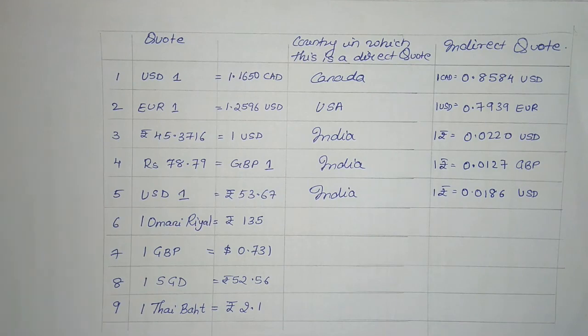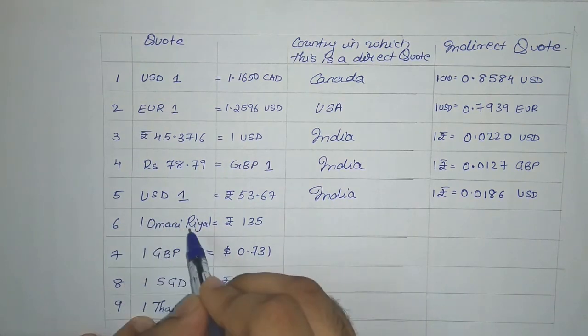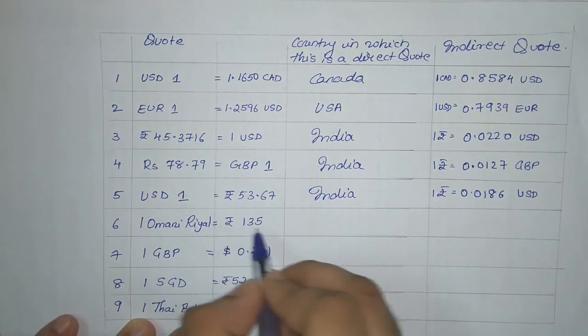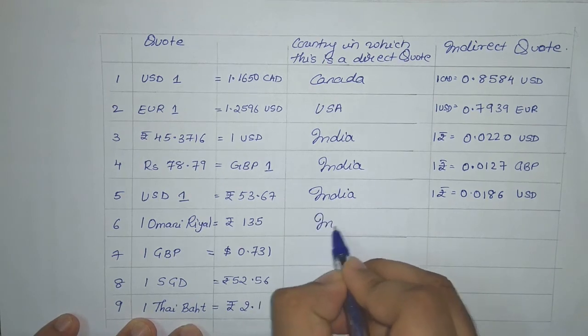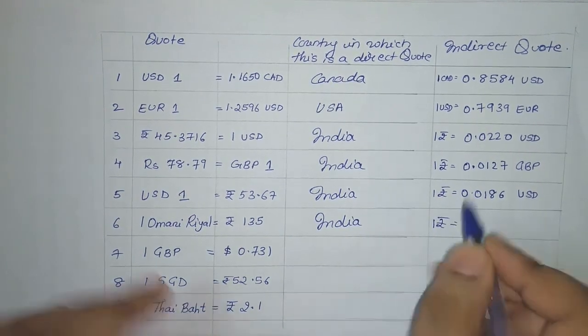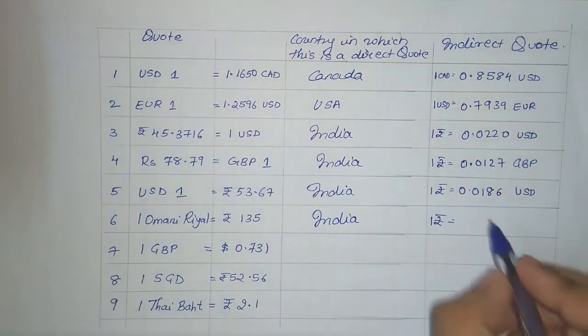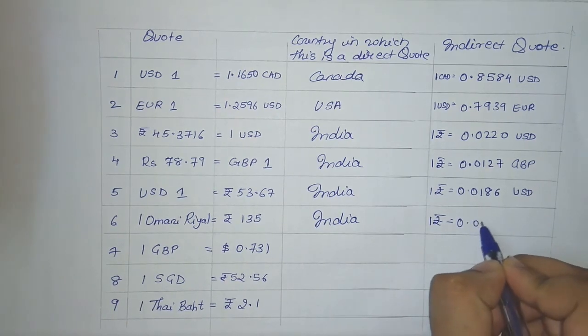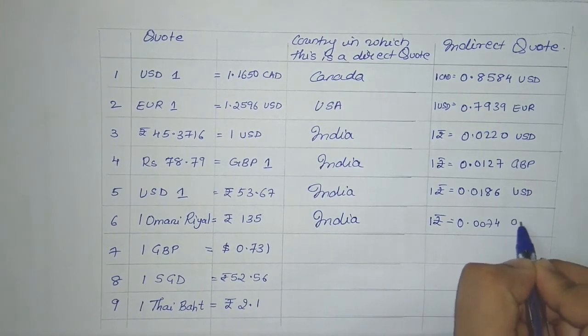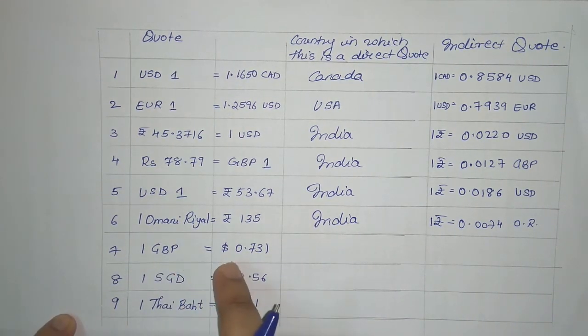The sixth one is 1 Omani Riyal is equal to rupees 135. Again, Omani Riyal is the base currency. The opposite to that is Indian rupees. So the country in which it is a direct quote is again India. Here again 1 rupee will be equal to 1 divided by 135, which is 0.0074 Omani Riyal.